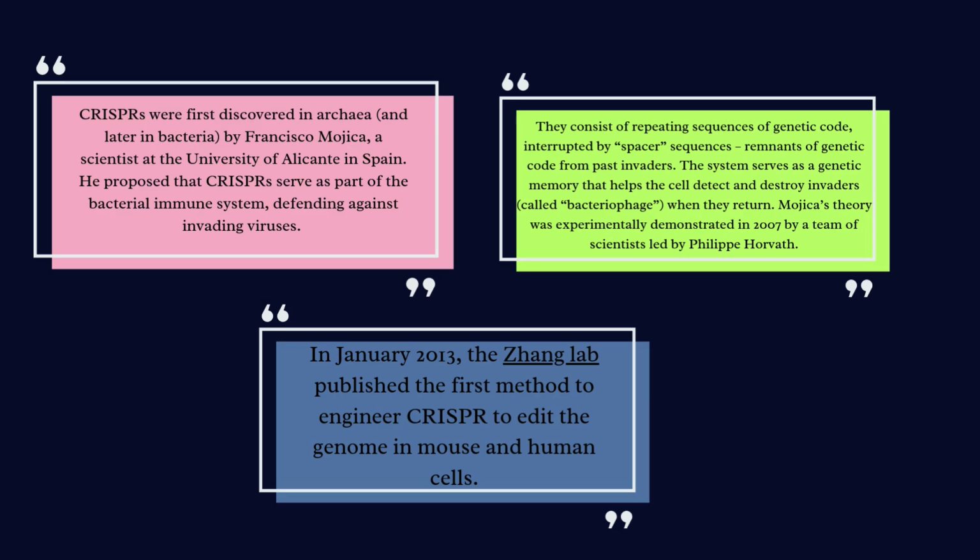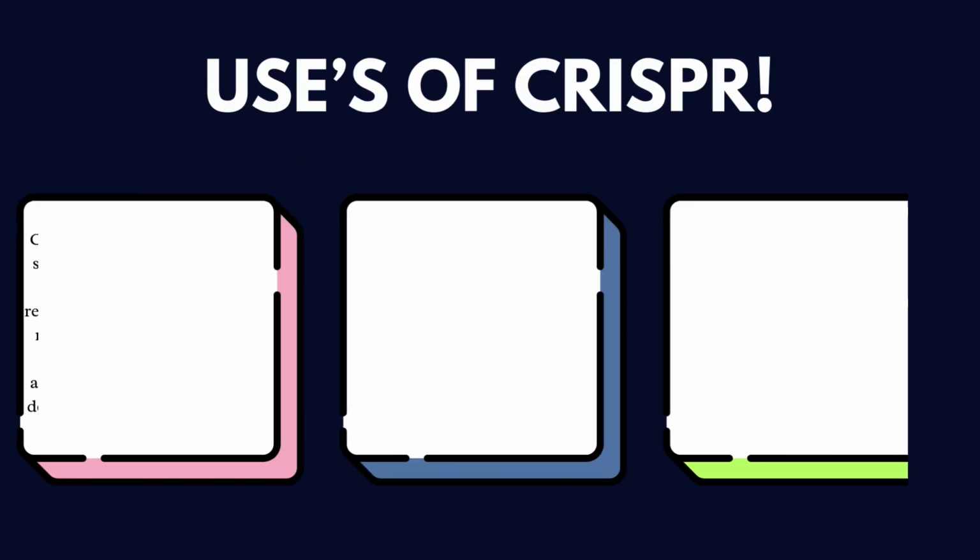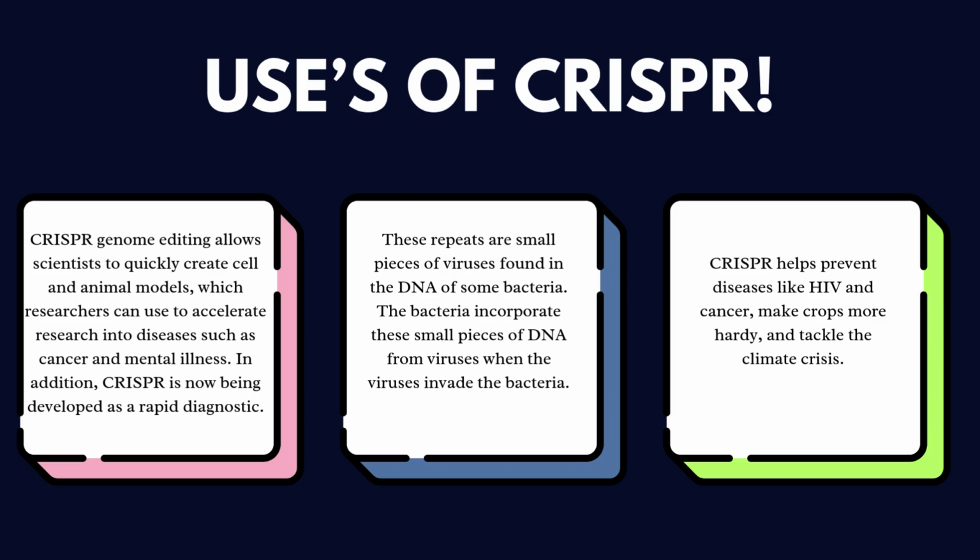In January 2013, the Zhang lab published the first method to engineer CRISPR to edit the genome in mouse and human cells. What's the use of CRISPR? CRISPR genome editing allows scientists to quickly create cell and animal models which researchers can use to accelerate research into disease, such as cancer and mental illness. In addition, CRISPR is now being developed as a rapid diagnostic.